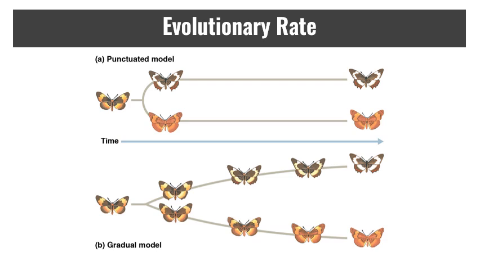But the two major ideas are punctuated equilibrium, with rapid periods of change and long periods of little change, and gradualism, where gradual changes occur over long periods of time, which would more align with Darwinian evolution. Which one's right? They're probably both right. Speciation can occur rapidly, it can occur slowly.